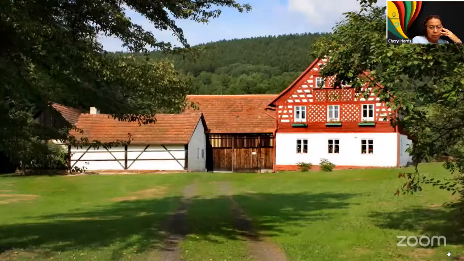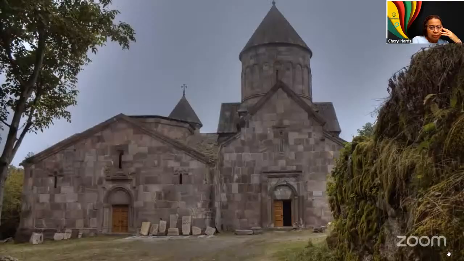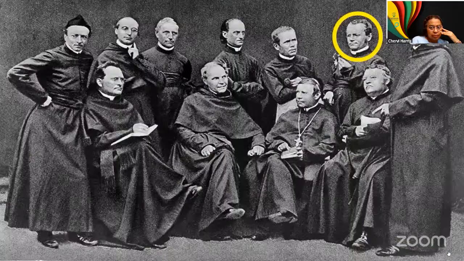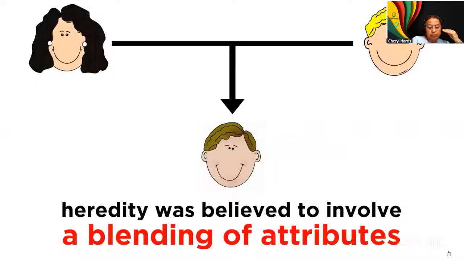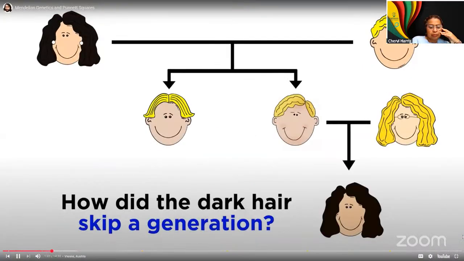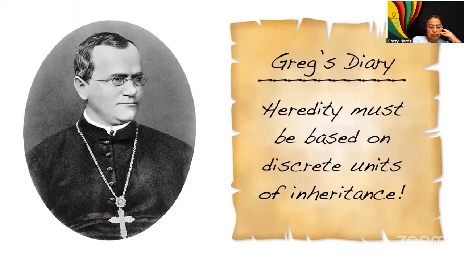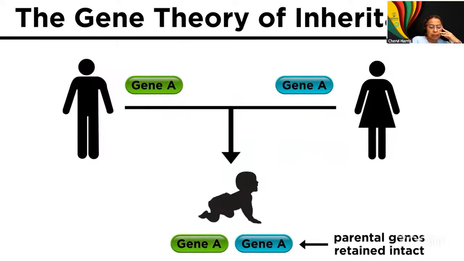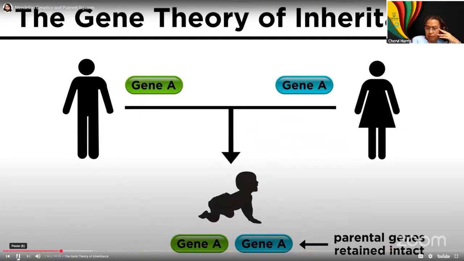Mendel grew up poor in an agricultural area of Europe and entered an Augustinian monastery at age 21. After some time there, he left to study science in Vienna and then returned to the monastery, eager to begin his research. In Mendel's time, it was thought that heredity had to do with a blending of attributes, like the way two colors mix to give an intermediate color. But this did not account for the way that traits can skip a generation. Thus, it seemed to Mendel that heredity must be based on discrete units that can be inherited, which came to be referred to as genes. In the gene theory, each parent has a set of genes, and these are retained intact in the offspring.